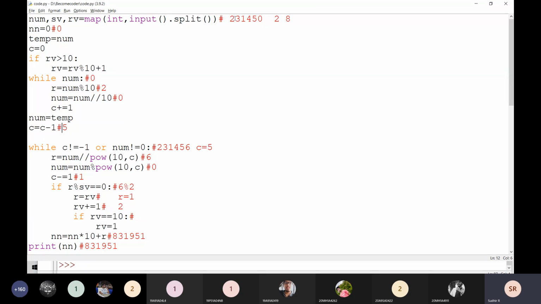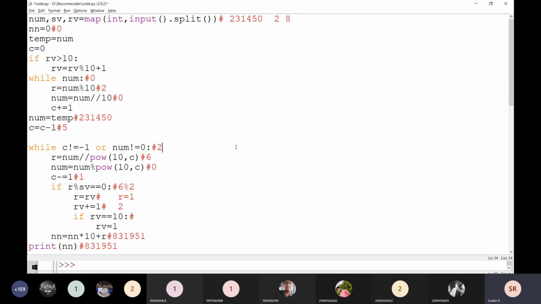How many digits are there? 1, 2, 3, 4, 5, 6. Then I want only 5. That's why I'm going to take like this, and the number value is going to be like this only. Okay. Whenever the last digits are zeros, it is going to give an error here. It's a small logical error, not a syntactical error. That is a logical error.